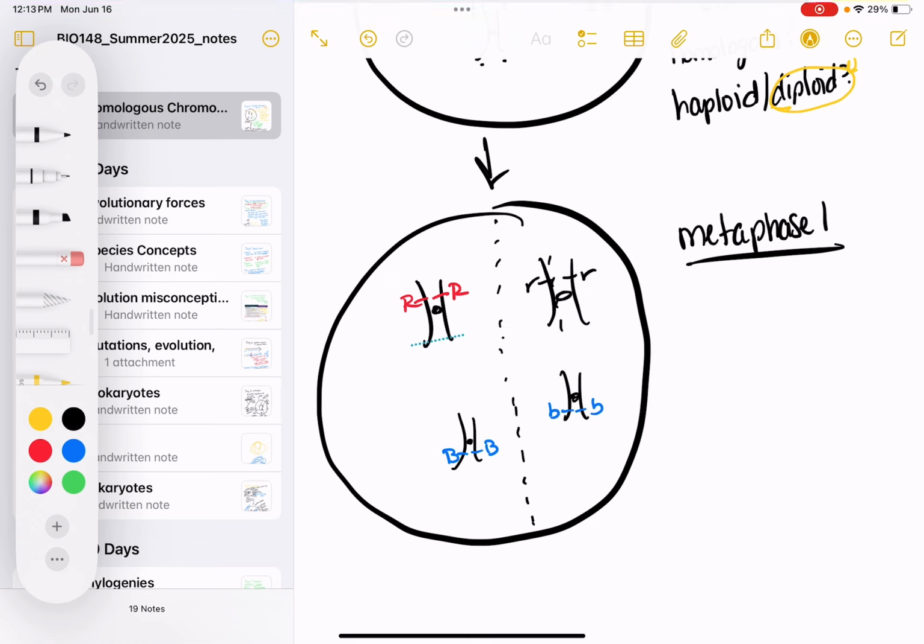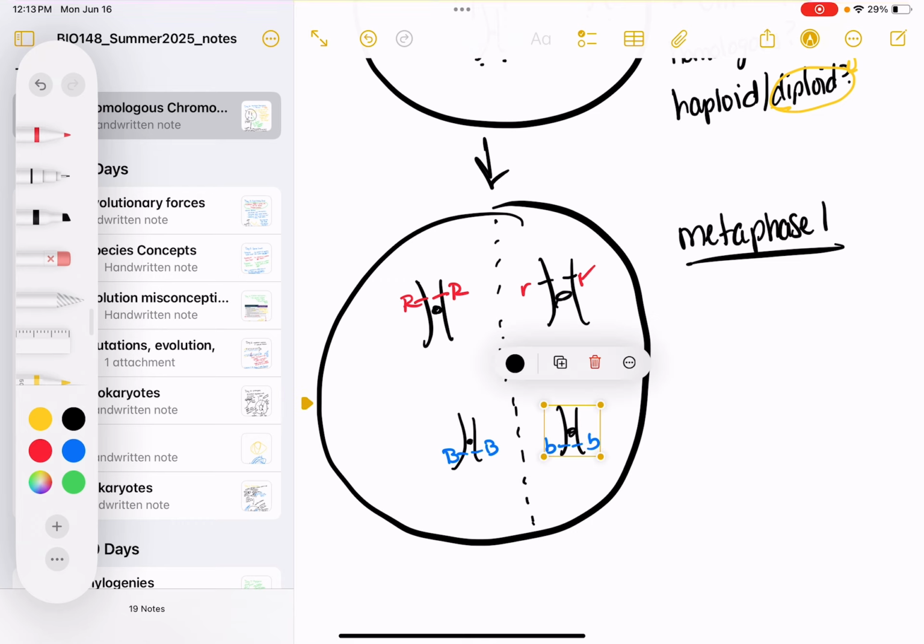So here I've got homologous chromosomes on either side of the metaphase plate. That needs to be a little r. It needs to be red so we can track it a little bit easier. So here we go. Let's move that guy down just a little bit.